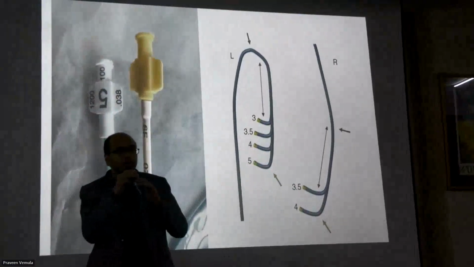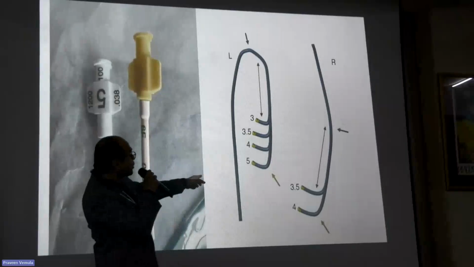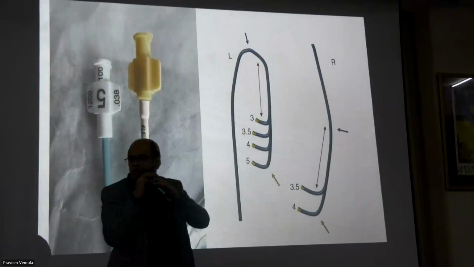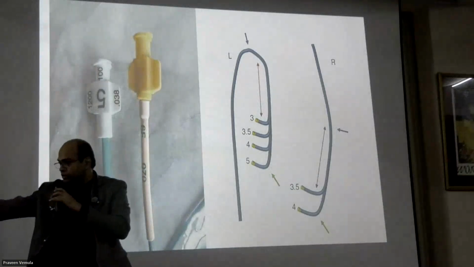Sorry? No, 3.5 means what? Anybody? I have this guide.